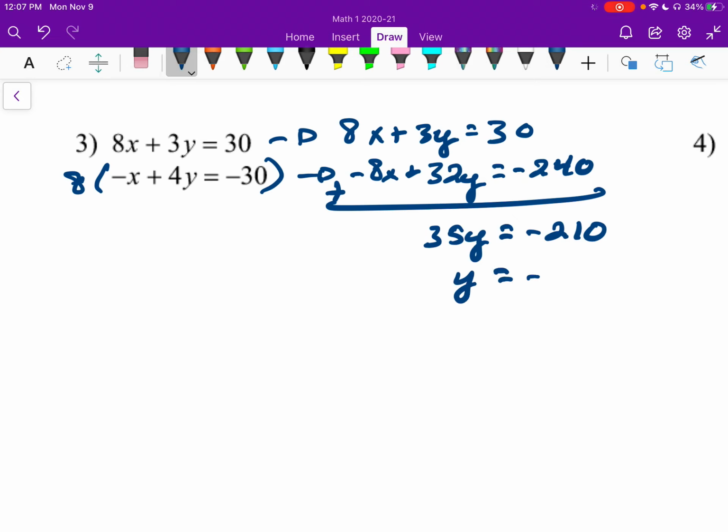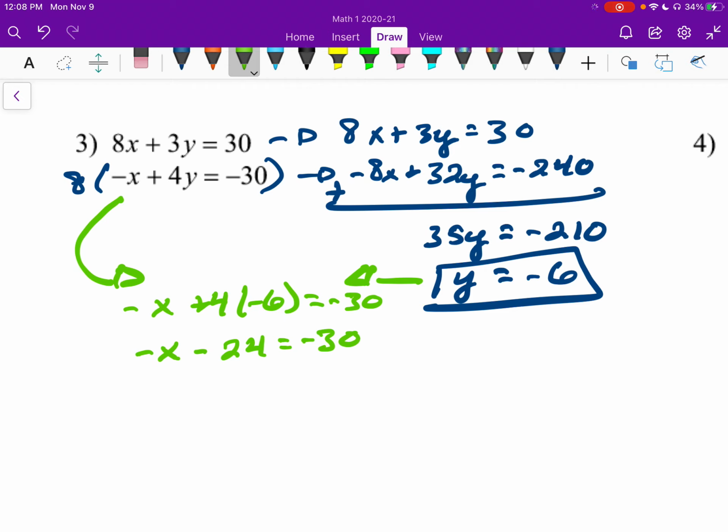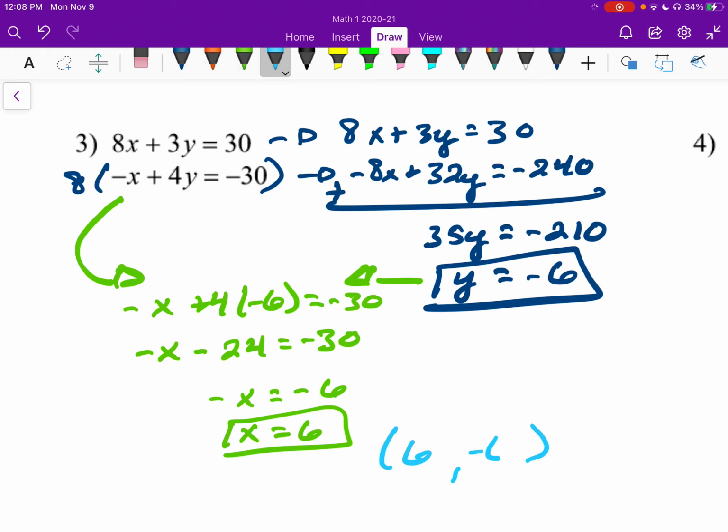And y is going to be negative 6. So I'm going to pick something to plug in. I'm going to plug it into the bottom one. I think that'd be slightly easier. So I've got negative x plus 4 times negative 6 is negative 30. This is the same thing as negative x minus 24 equals negative 30. I add my 24 to the right side, and negative x is going to be equal to negative 6, and x is going to be positive 6. I'm not going to forget to write it as a point this time, and my point is 6, negative 6.